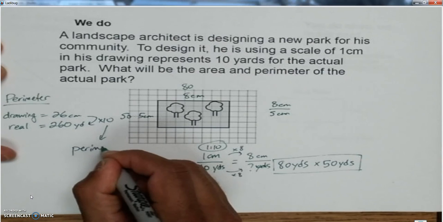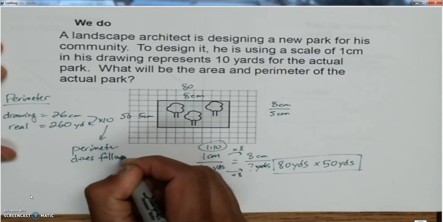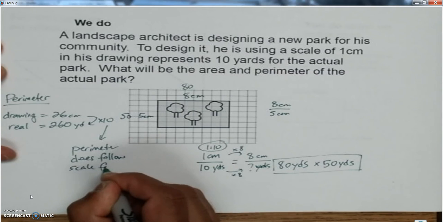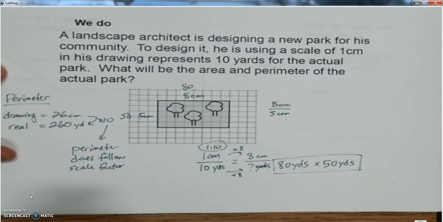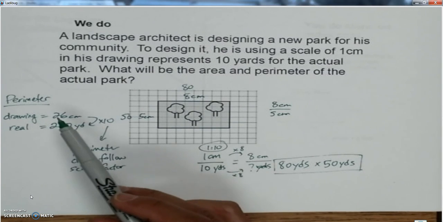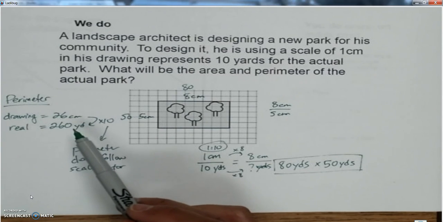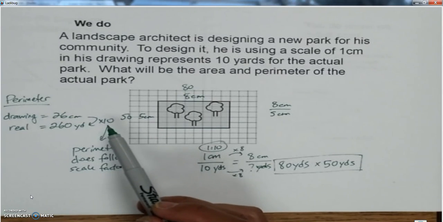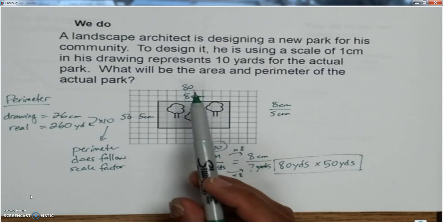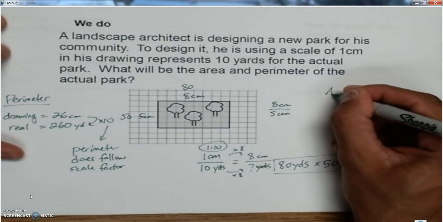Perimeter does follow the scale factor. All right, so if you know that the park is being scaled up by a factor of 10, 1 to 10, the drawing's going to have a certain perimeter, and the real one will be 10 times more. It follows the scale factor exactly. So as long as you find the perimeter of the small one, you can just scale it up by 10, you'll get it. Area, different story.